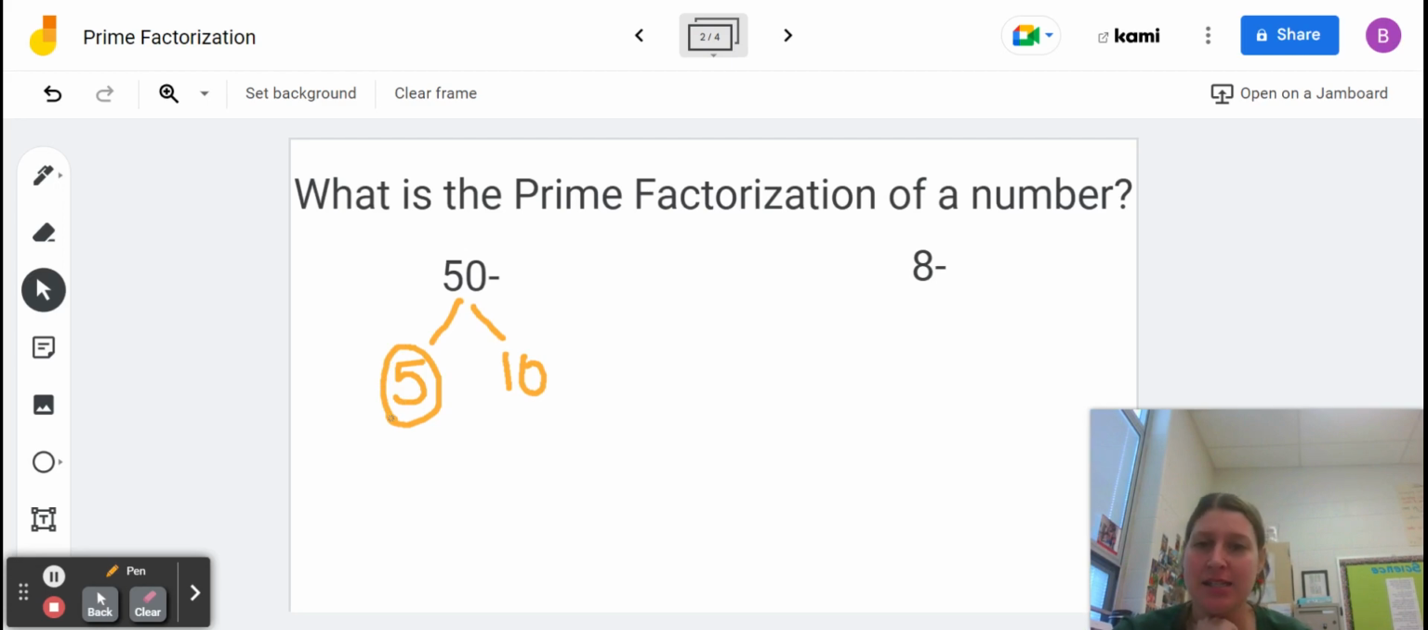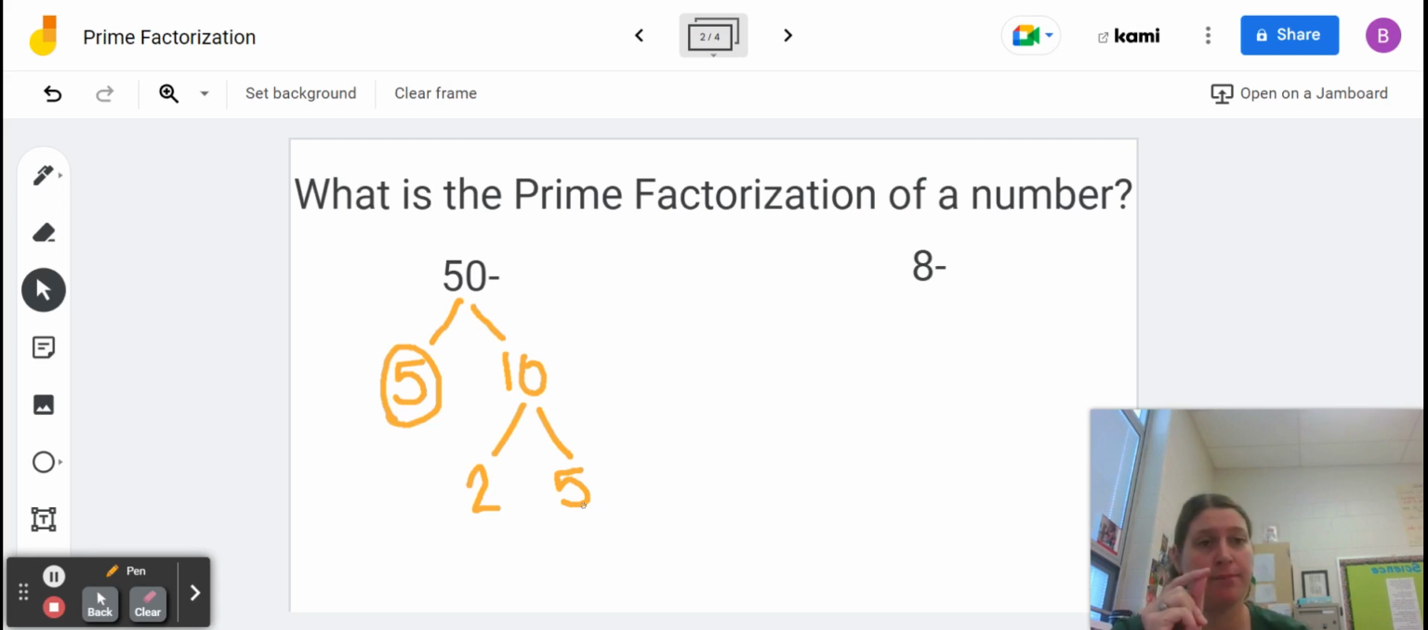10 is composite. So that means it has more factor pairs. So then I'm going to stop and I'm going to say, what are two numbers that I can multiply together to get to 10? I do not want to use 1 times 10. So I only have one other option, and I have 2 times 5. So I'm going to make another branch off, and I'm going to write the two factors that equal 10. So 2 times 5. I need to then ask myself, are either of those numbers prime?